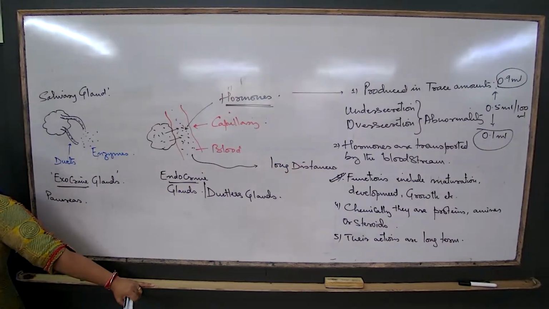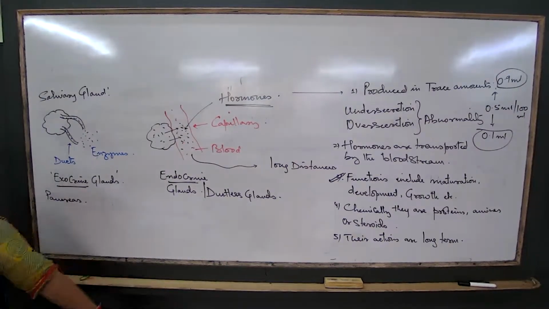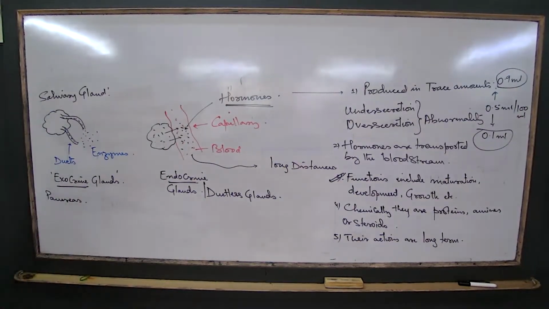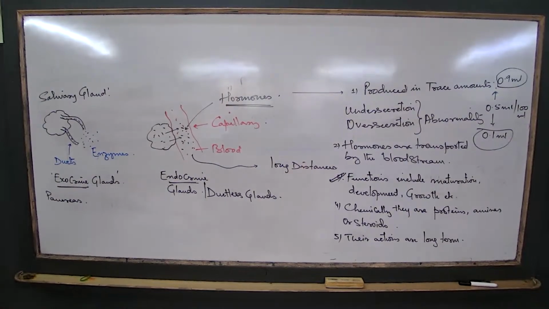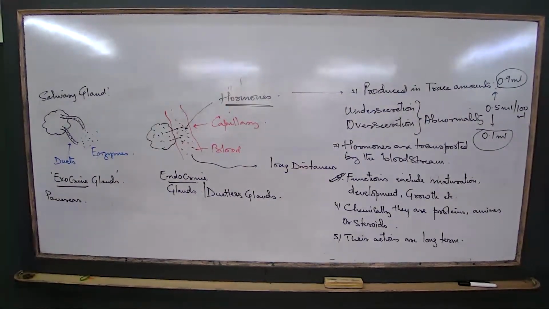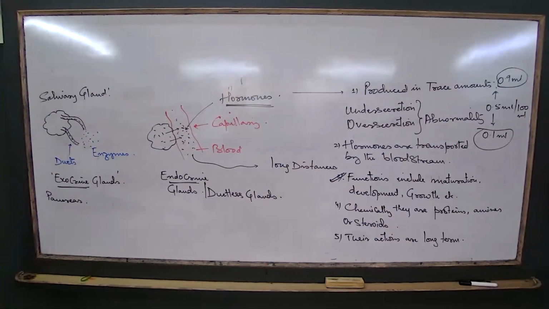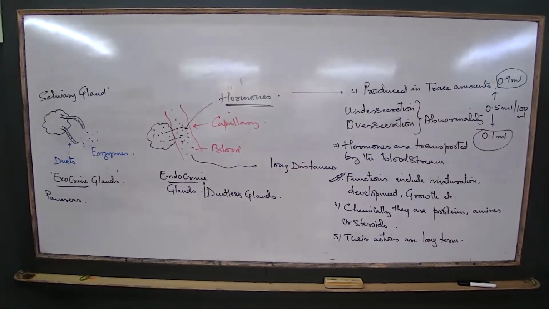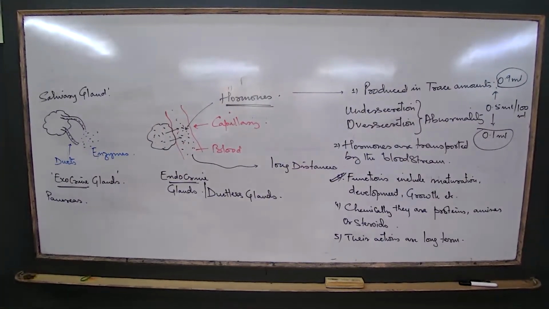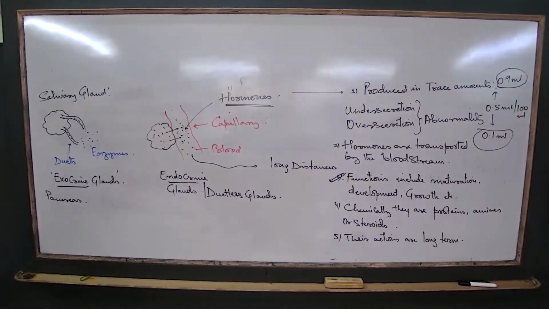What are the 5 major features about endocrine glands you should know? Chemically, what are they? High secretion or low secretion, both can lead to some abnormalities. They are always carried by the blood. They don't have any ducts, or they are not carried by any tubes or ducts in our body. And what type of function do they carry out?